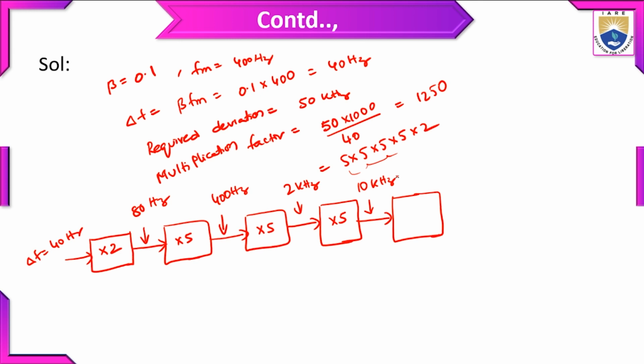And here the last stage, here also 5 times. So 10 into 5, 50 kilohertz. So this is the problem.